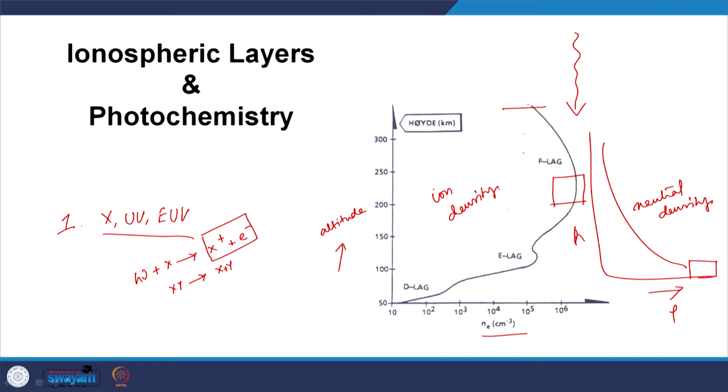Now as it travels further down, the number of available species, the atoms and molecules available for dissociation or ionization, increases drastically, and at the same time the number of available photons to cause ionization decreases drastically. So a balance is reached. If you consider altitude and energy, energy will be maximum at the top, and will decrease according to the simple Beer-Lambert law.